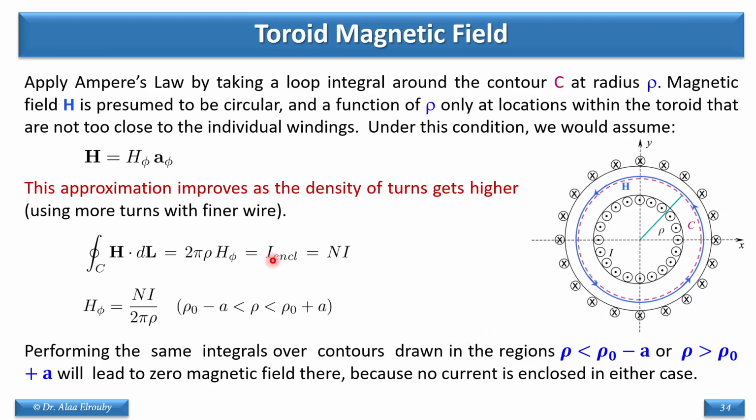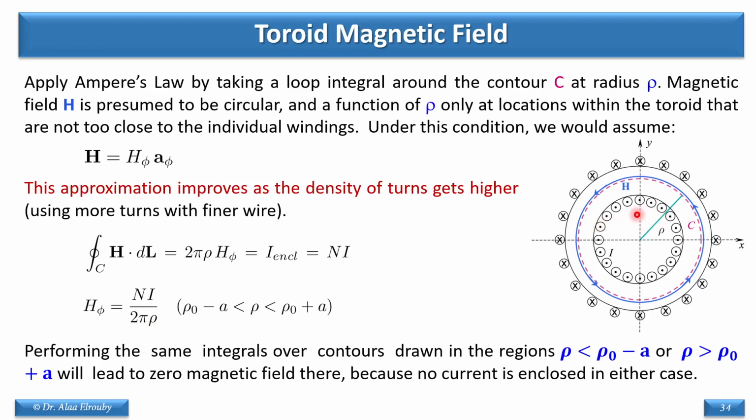So here, as we said, the magnetic field is in the phi direction. So H dot dl equals H multiplied by 2πρ. And what is the total current enclosed? It's the total number of turns of the toroid multiplied by the current, because all the currents are penetrating this contour in one direction, so it's NI. So H as a function of phi equals NI divided by 2πρ.